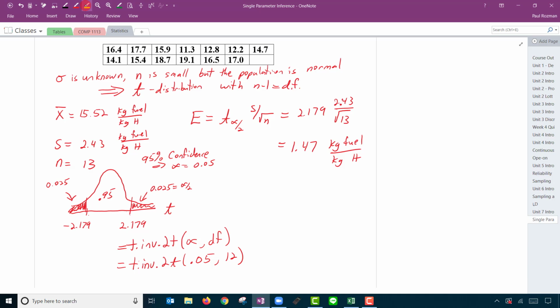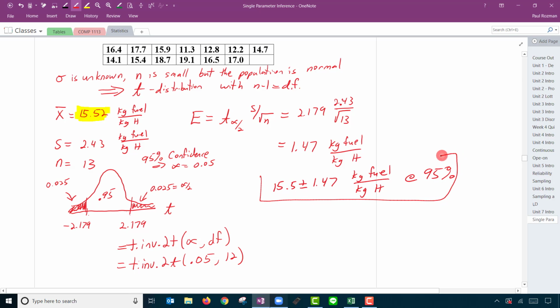So we take our mean of 15.52 plus or minus 1.47. And we're doing so at 95% confidence. Maybe you prefer to write it as an interval, 14.05 is less than mu is less than 16.99. This is rounded.